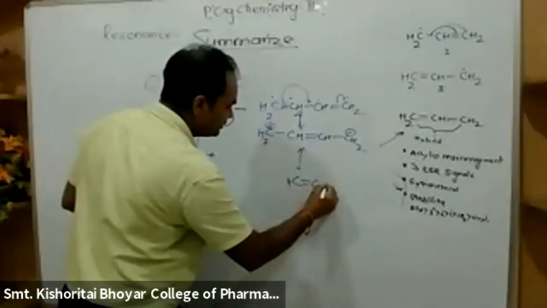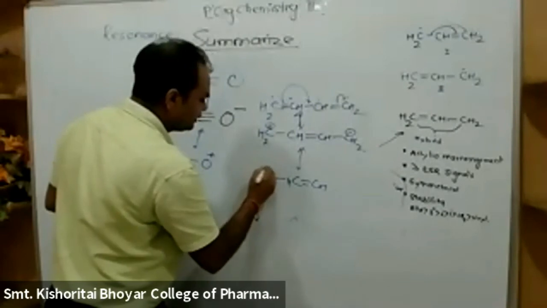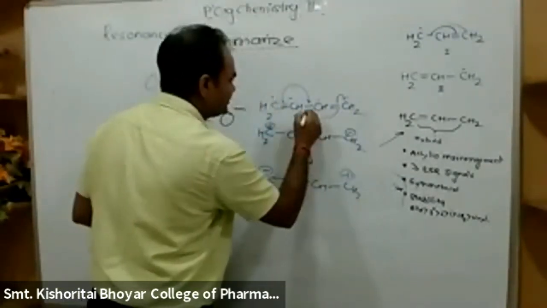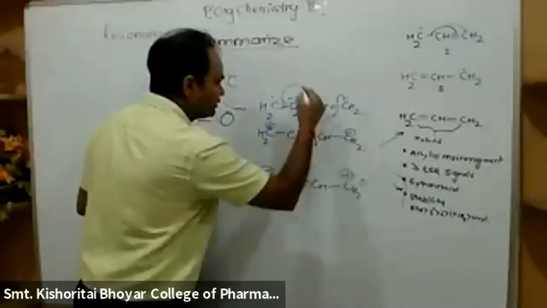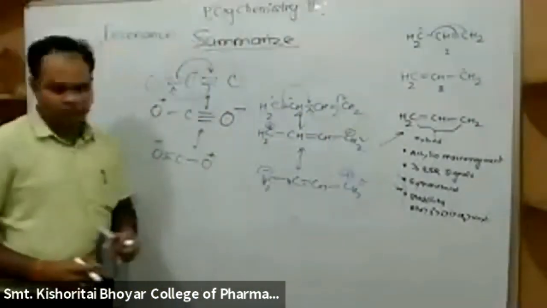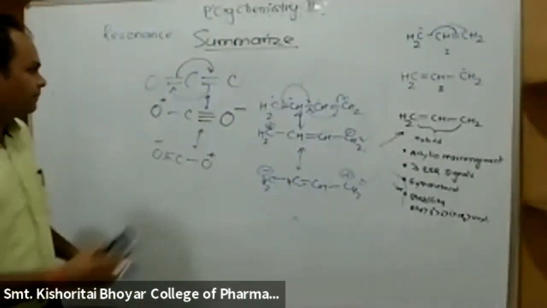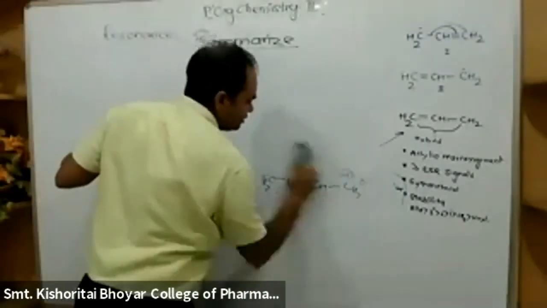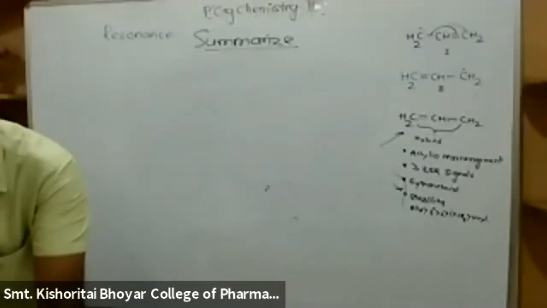CH double bond CH, this CH2 gets a negative charge, and this CH2 gets a positive charge. If this double bond shifts here, this results in this one, and that results in this one. So you will get different types of resonating structures. But there are certain examples where you don't get different resonating or equivalent structures like this.